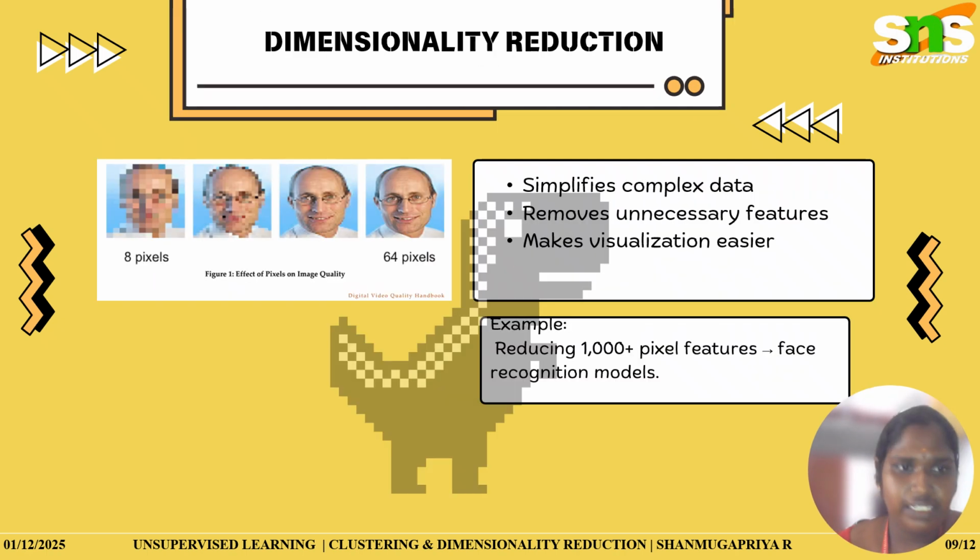Next is dimensionality reduction. For example, if I have complex data, it will be reduced. It is similar to clustering, but it deals with complex data and unnecessary features, and gives the correct pixels. For example, reducing 1000-pixel faces to recognize the models, it will work out the correct clusters and correctly grouped data. This is dimensionality reduction.